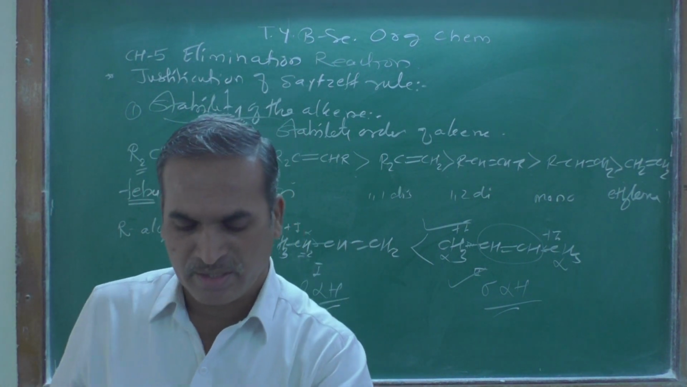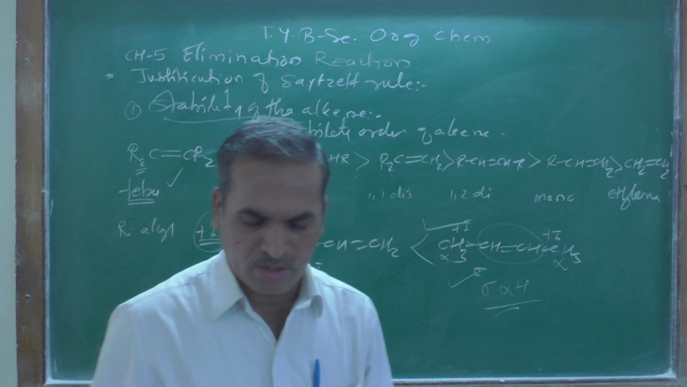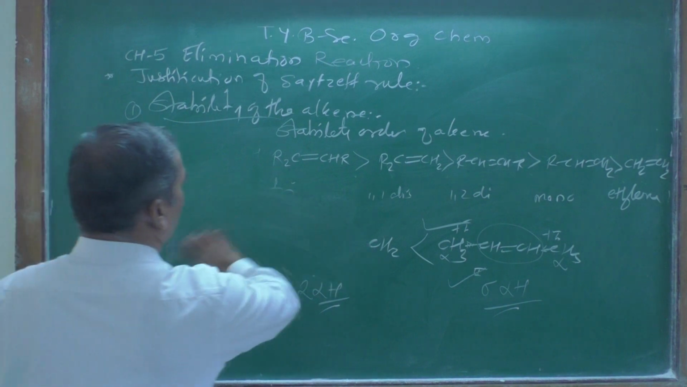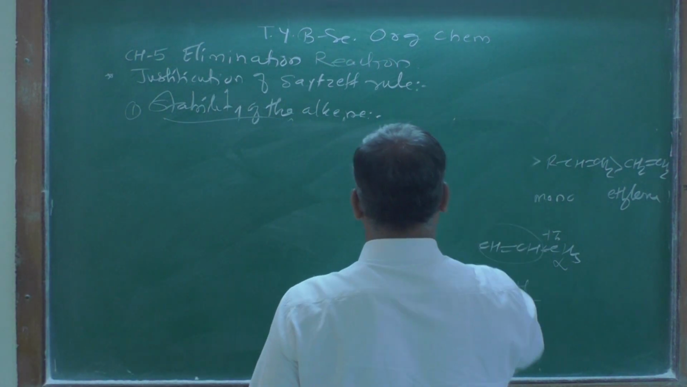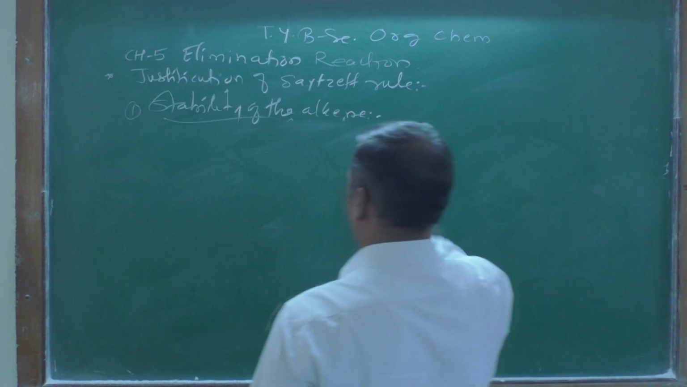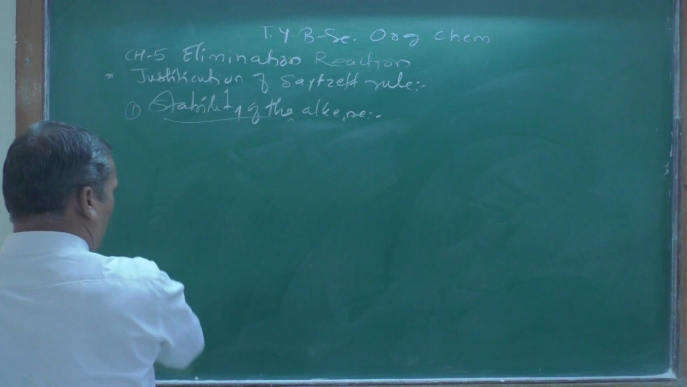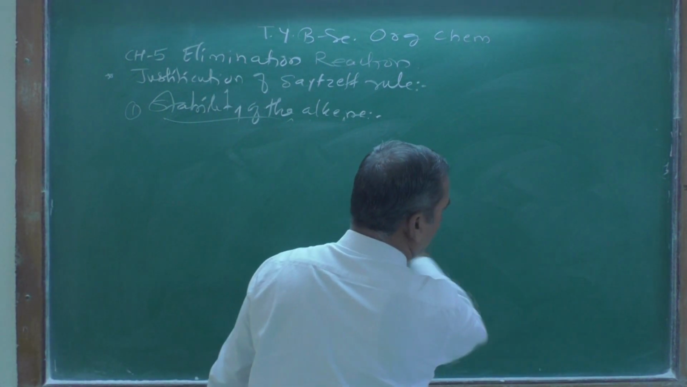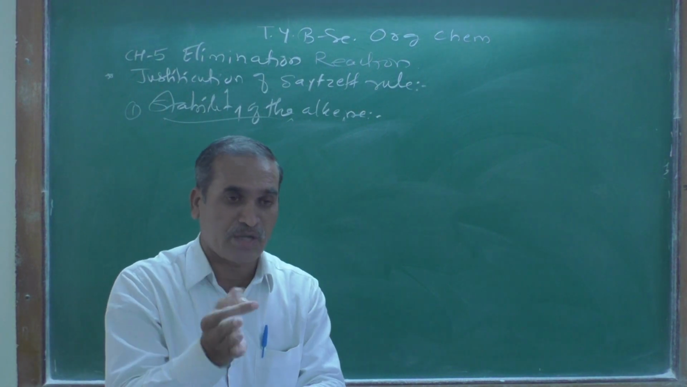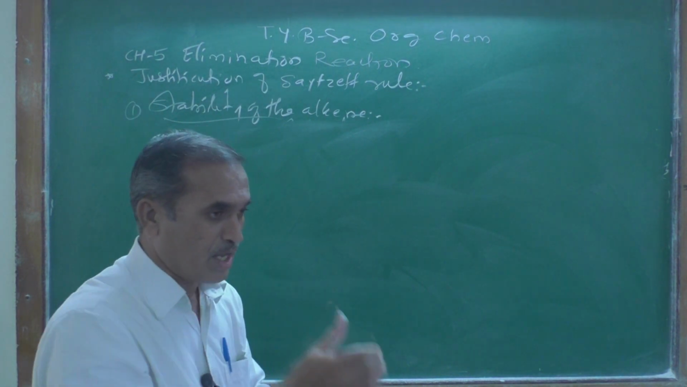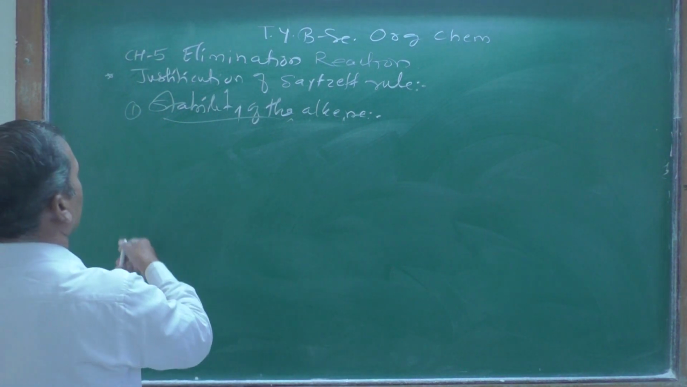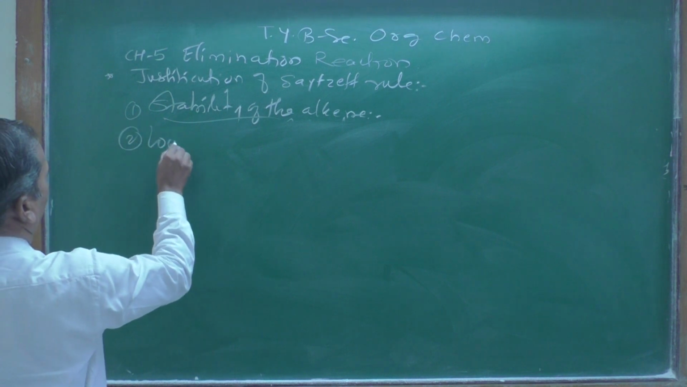Now the second factor. What is the second factor? Lower the energy of activation. The second factor will be lower energy of activation. This is another important factor, which will be the major factor that contributes to the justification of the CH-5 rule, and I am trying to explain the CH-5 rule.